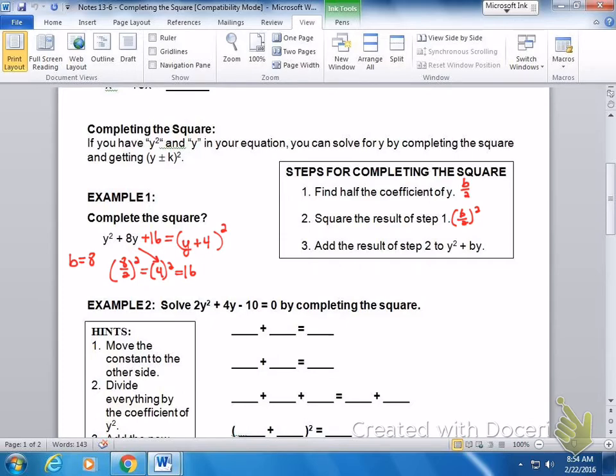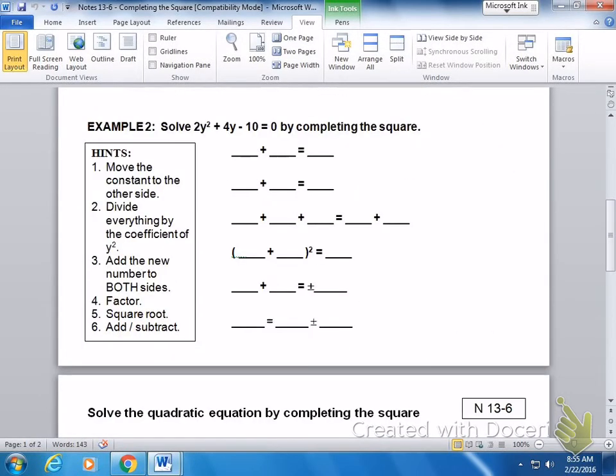So we had 16 come out for b over 2 squared. I added it to the end. Now we're actually going to solve the next one, guys. We're going to start off the same way, but we're going to do a few more steps. Now I've got a little box over here that says what to do, and we need to follow it completely.